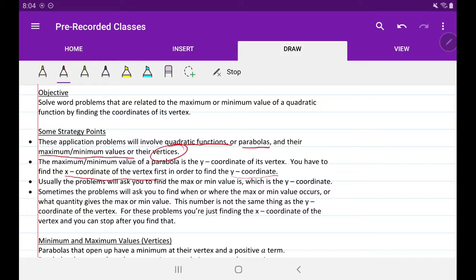Most of the problems will ask you to find the max or min value, which is the same thing as the y-coordinate. Some of the problems, the wording will be different, and they'll ask you to find when or where the max or min value occurs, or what quantity gives the max or min value. That's not the same thing as the y-coordinate. For those problems, what you're finding is the x-coordinate. Okay, so the key thing is understanding which coordinate you're finding, whether it's x or y, and then taking the proper steps to do that.